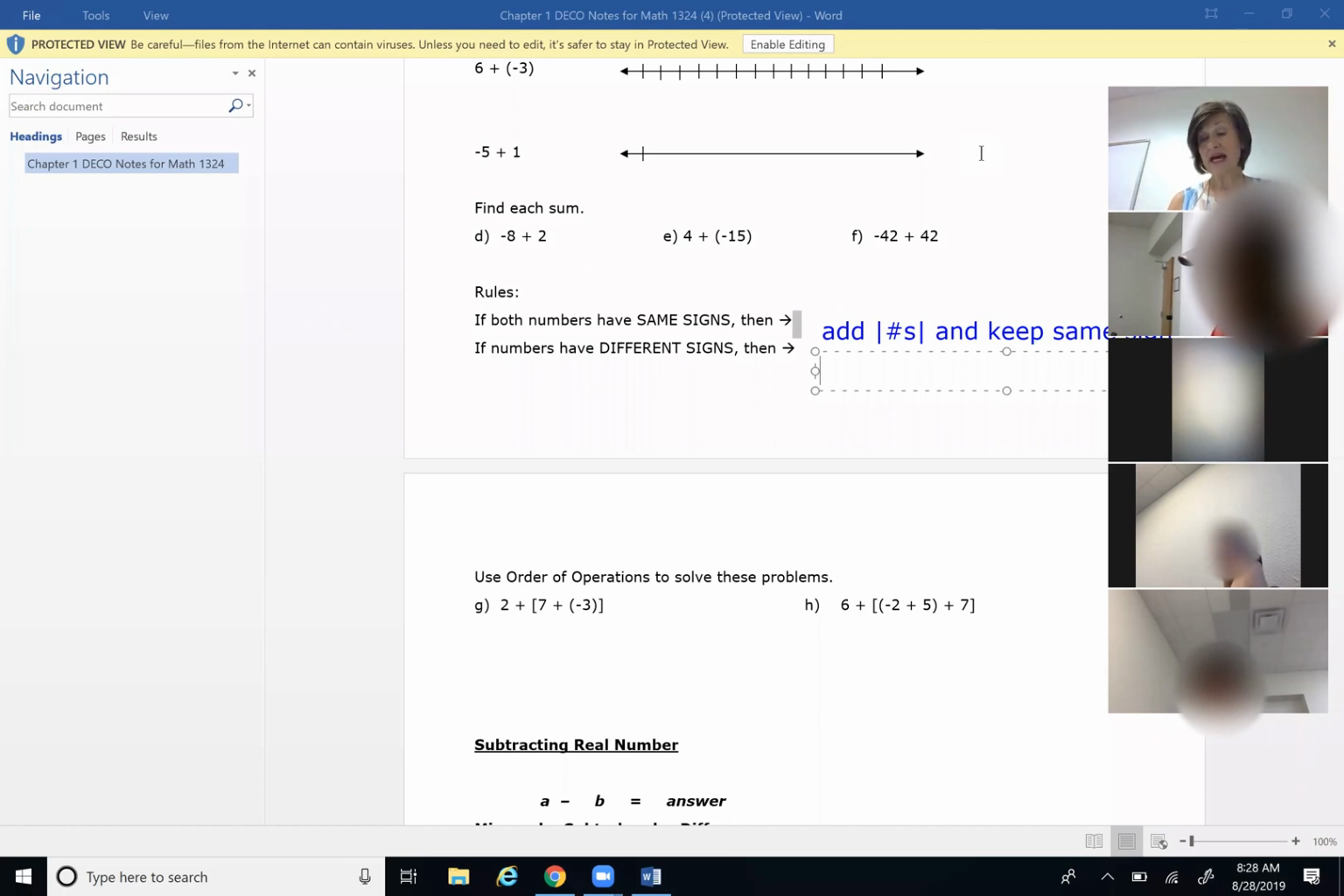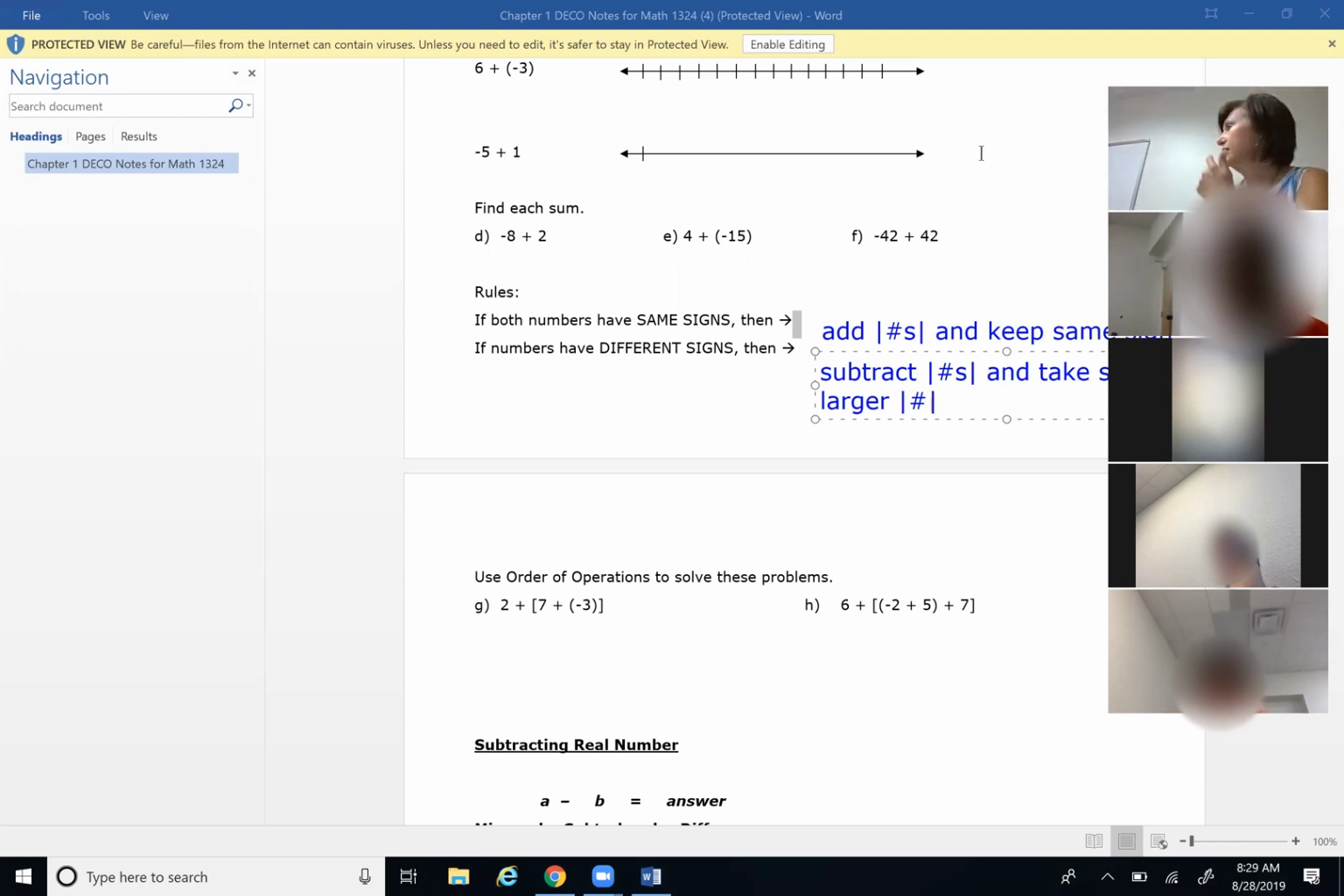If they have different signs, then we subtract the absolute value of the numbers and take the sign of the number that has the larger absolute value. Okay? So now you're working on these order of operations questions.